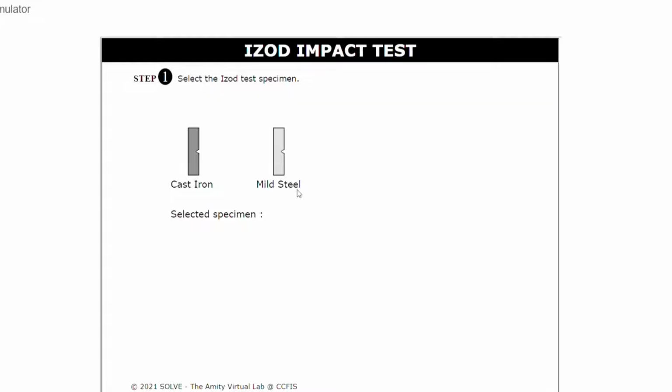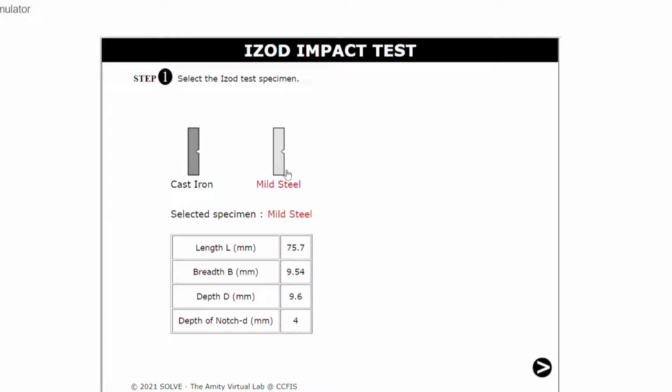I select mild steel. The length of the mild steel is 75.7 mm, breadth is 9.54 mm, depth is 9.6 mm, depth of notch D is 4 mm.